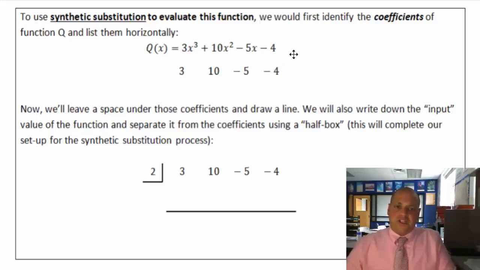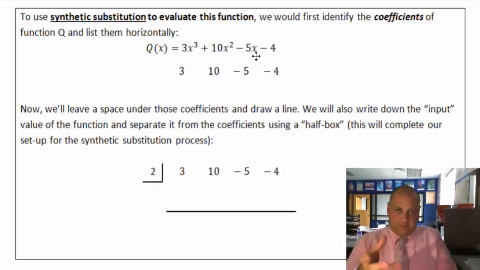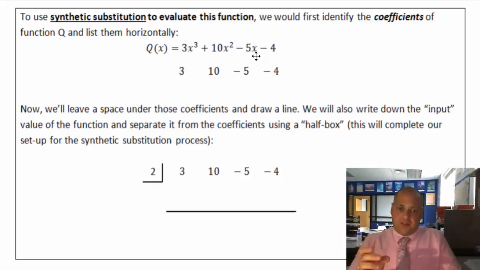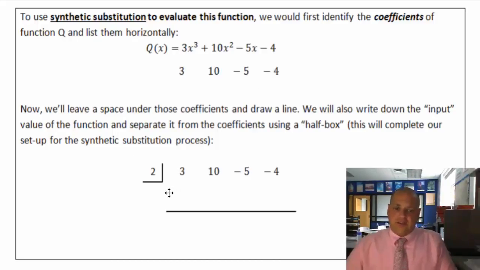The coefficients are the numbers in front of each term: whatever's in front of x to the third, whatever's in front of x squared, whatever's in front of x, and then just the constant. Those are 3, 10, -5, -4. Now we leave a space under those coefficients and draw a line. This is all done for you on your paper. There's really nothing for you to write. You're just paying close attention, and I'm pointing out where I'm at. So we have 3, 10, -5, -4 all set up here, and we leave this blank space.